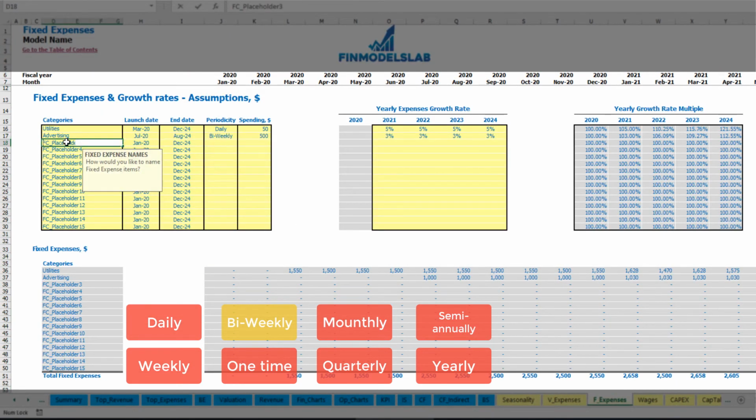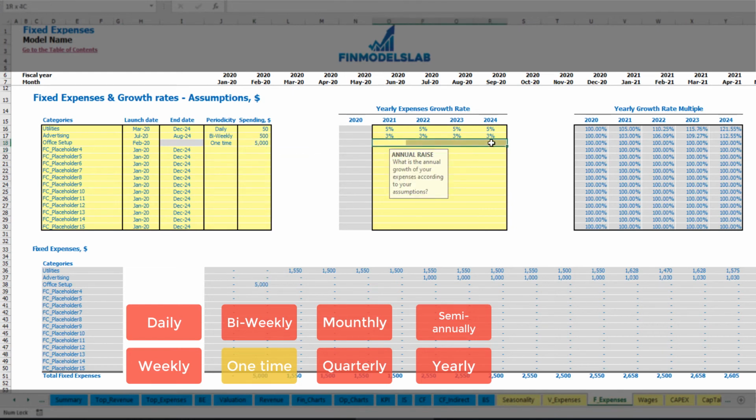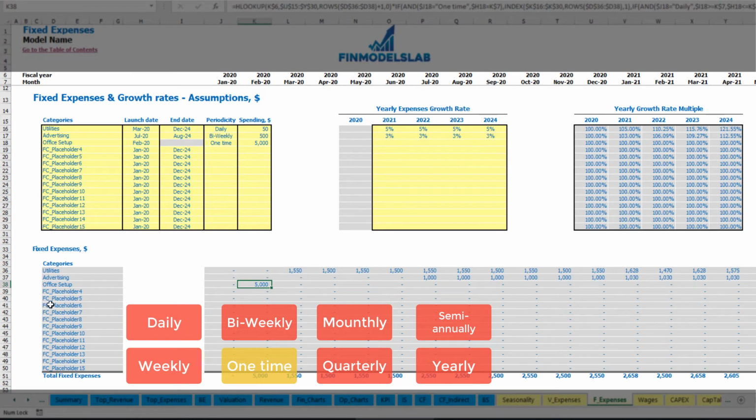Another option, office setup, which can be a one-time payment, which will happen in February 20 with an amount of $5,000. Obviously you should not input any growth rates because this is just a one-time fee, and you may see that the office setup will happen in February 20 with this amount.